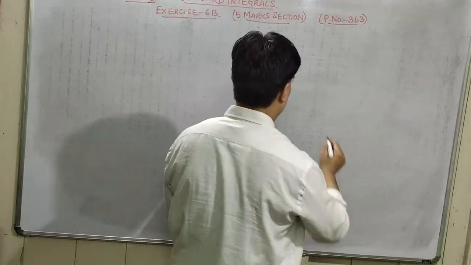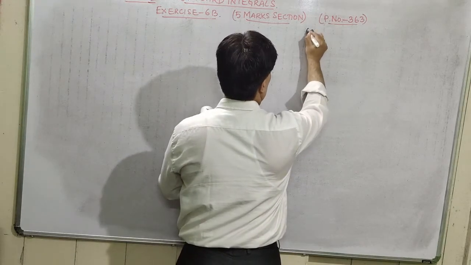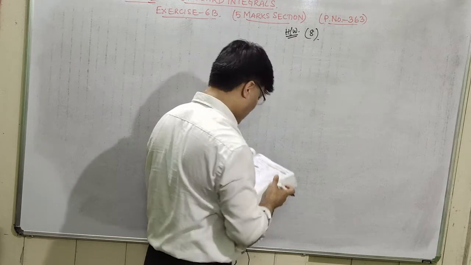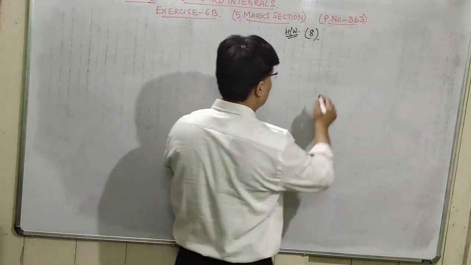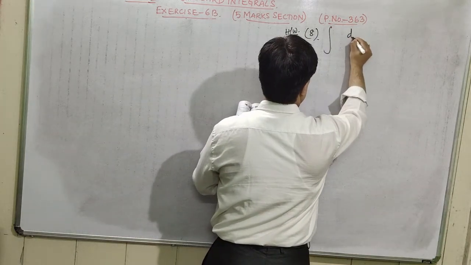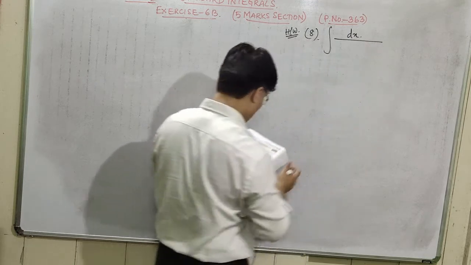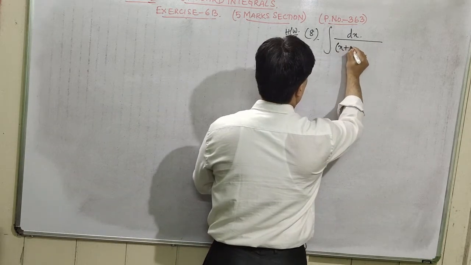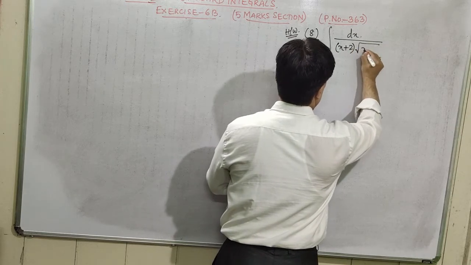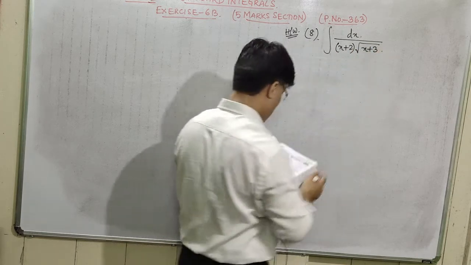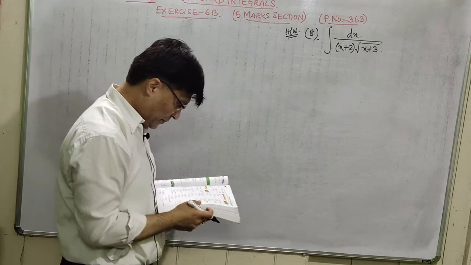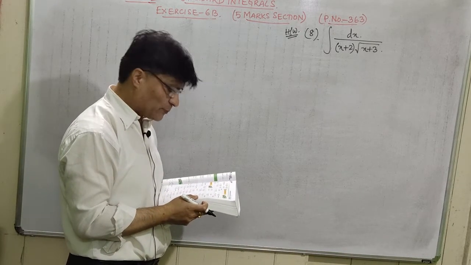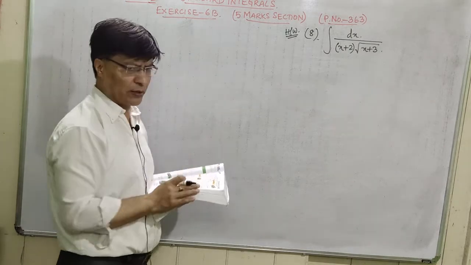Number 8 will be your homework, so I am writing question number 8. This is your homework. Question number 8 is the integral of dx divided by x plus 2 into root over x plus 3. So it is the integral of dx divided by x plus 2, and within the square root we have x plus 3. This is your homework.